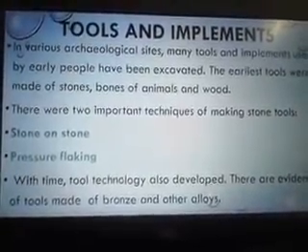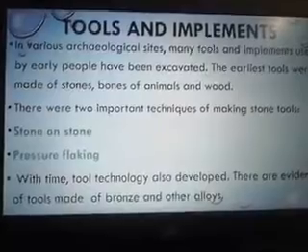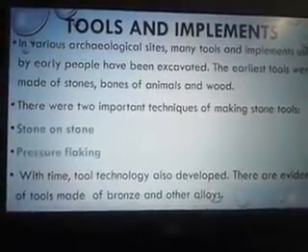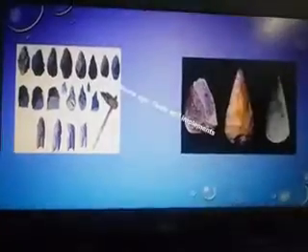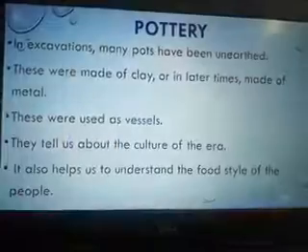Now if we talk about techniques of making stone tools, there were two main techniques. One was stone on stone and the other one was the pressure flaking method. Here are a few examples for this.